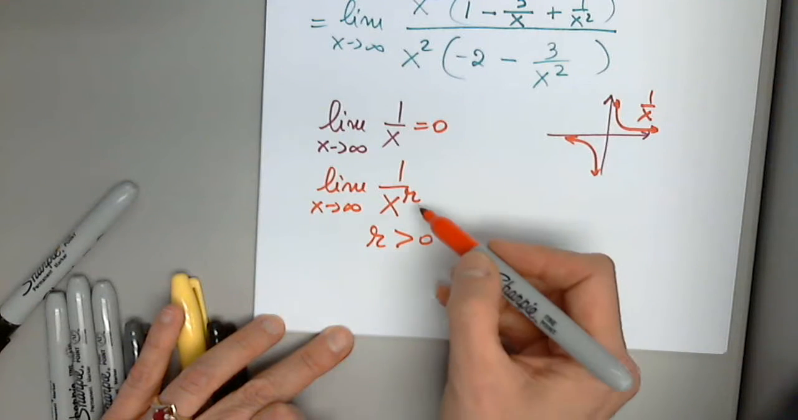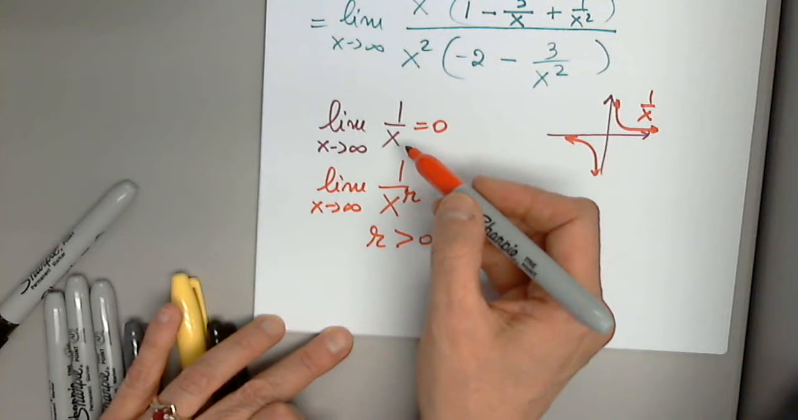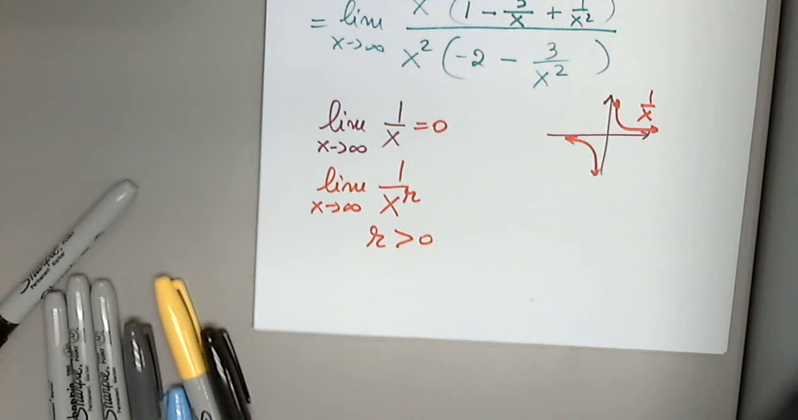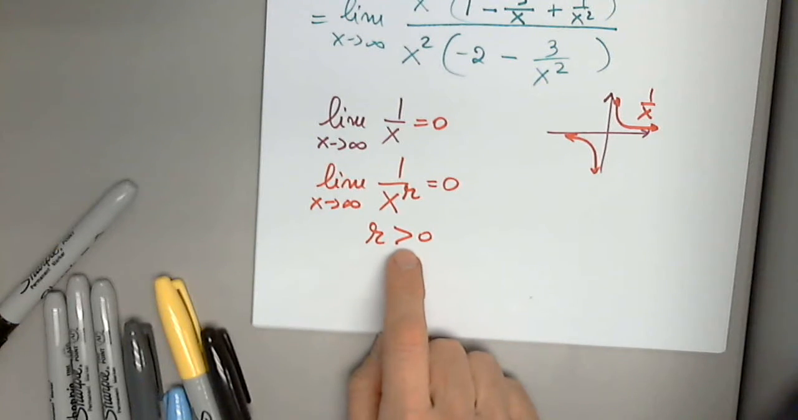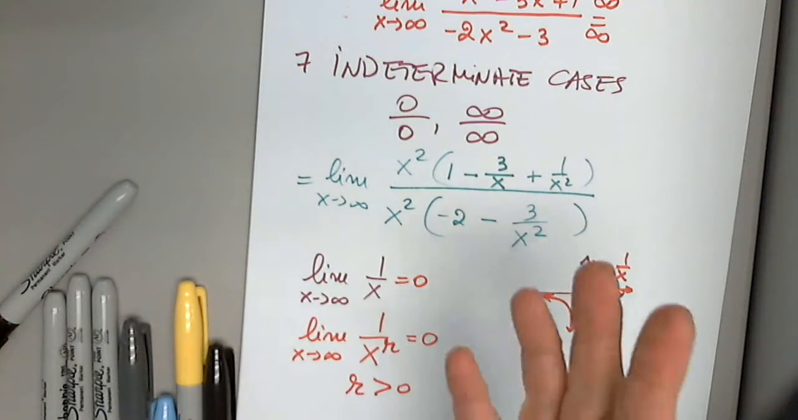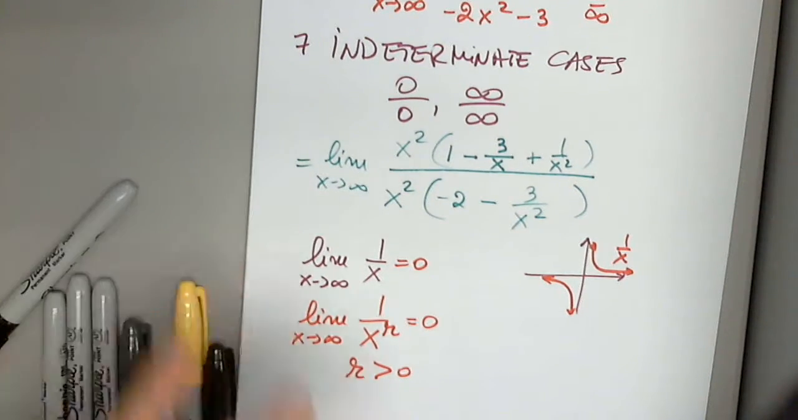What if I have limit of 1 over x to a power r as x approaches infinity, and r is a positive number, meaning it's not bringing the quantity to the top? Because if it's negative, it's a different story. What will this answer be no matter what? Of course. Do you all see that? In other words, 1 over x as x approaches infinity is 0. 1 over x squared as x approaches infinity is 0, 1 over x cubed as x approaches infinity is 0, and so on and so forth. Now 1 over x to negative 3 is not going to be 0 as x approaches infinity. So that's why we stated this condition.